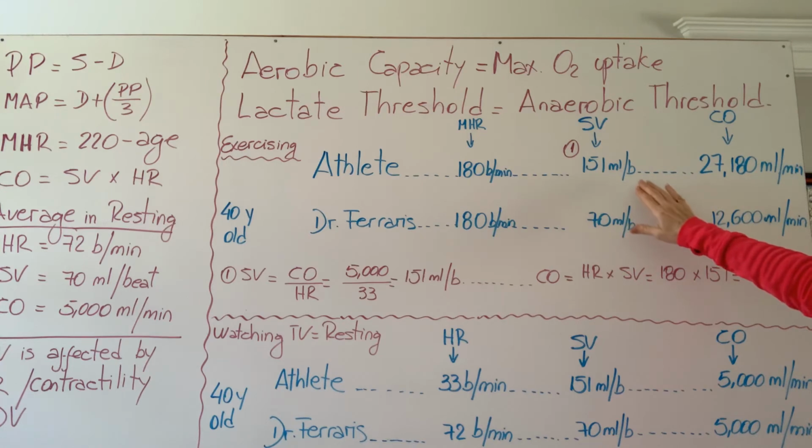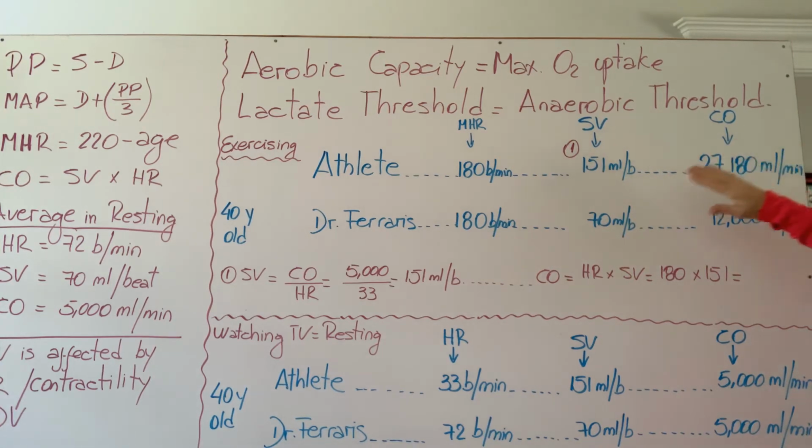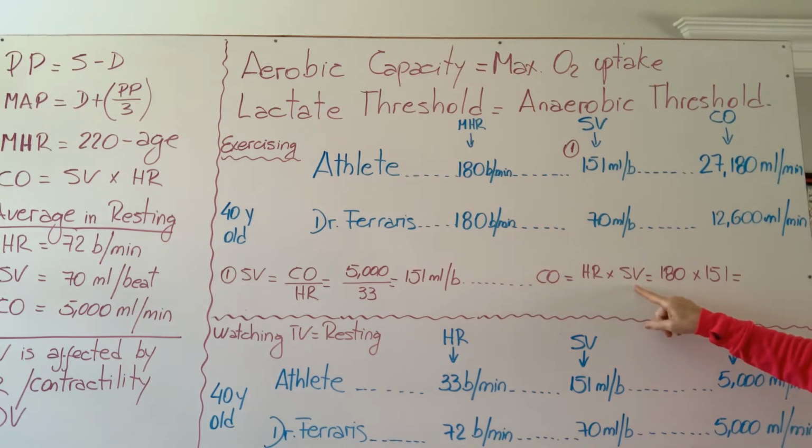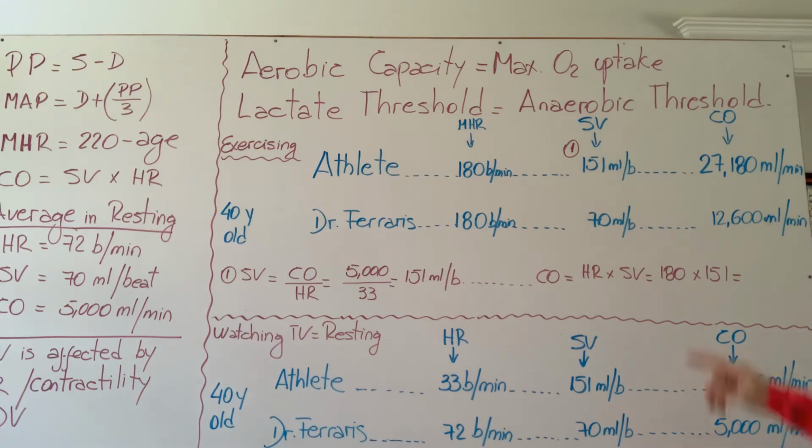However, now we have to calculate the cardiac output for this athlete. The cardiac output is heart rate multiplied by stroke volume. 180 times 151 is 27,000 milliliters per minute. So from the resting value, that is 5,000, that athlete during exercise can reach up to 27,000 plus milliliters per minute.